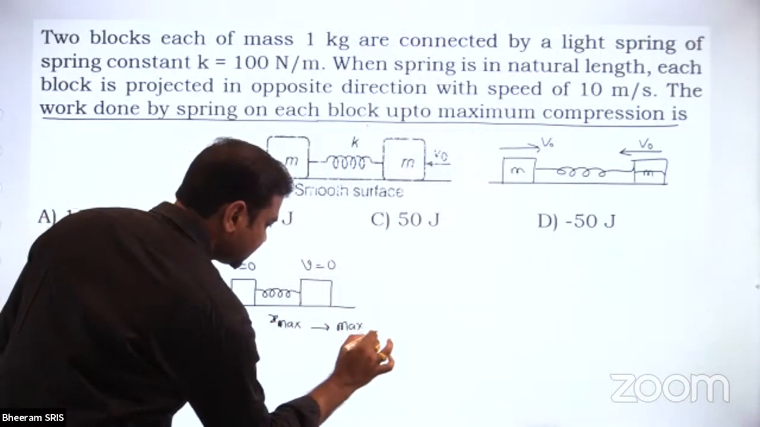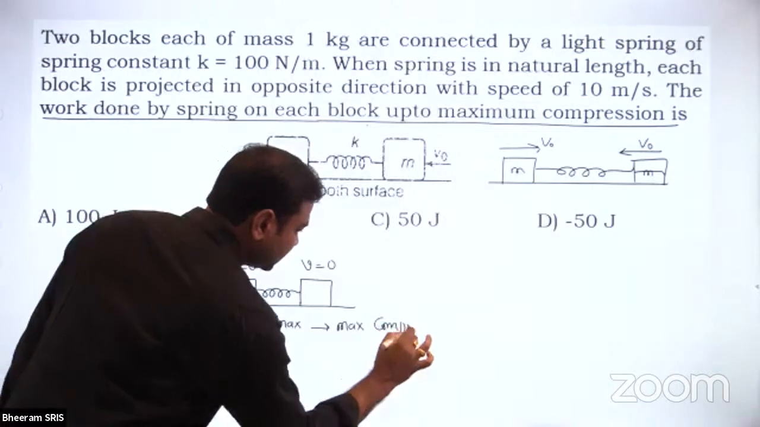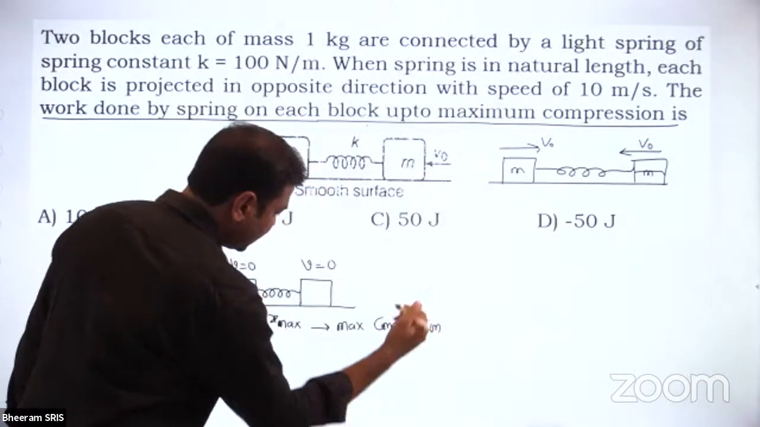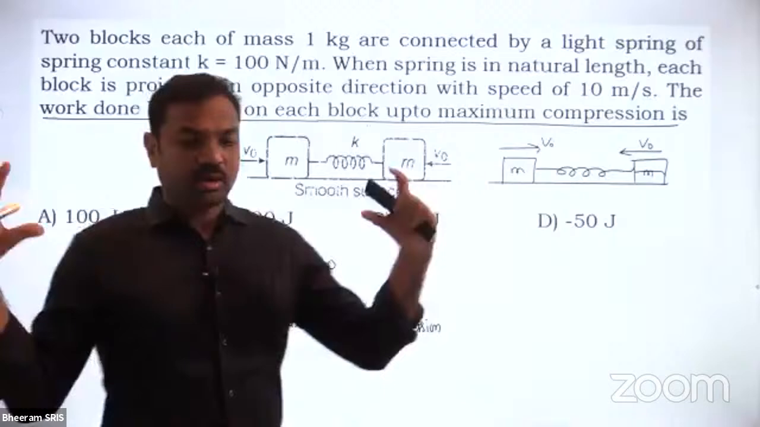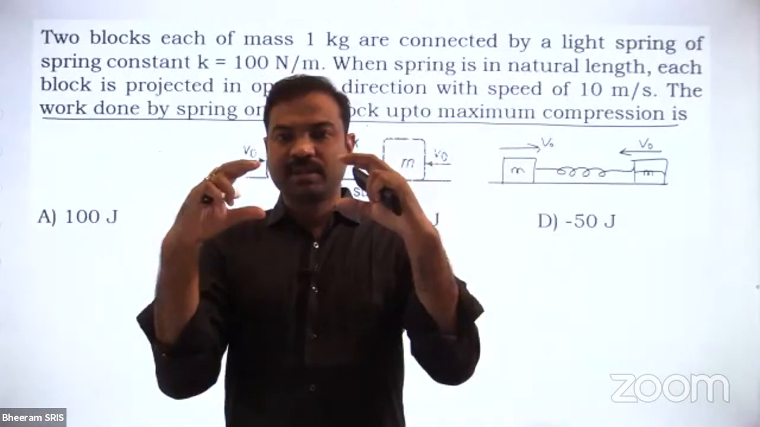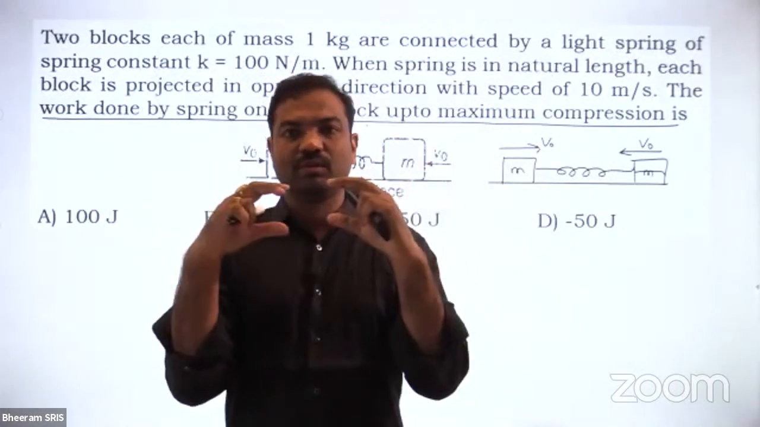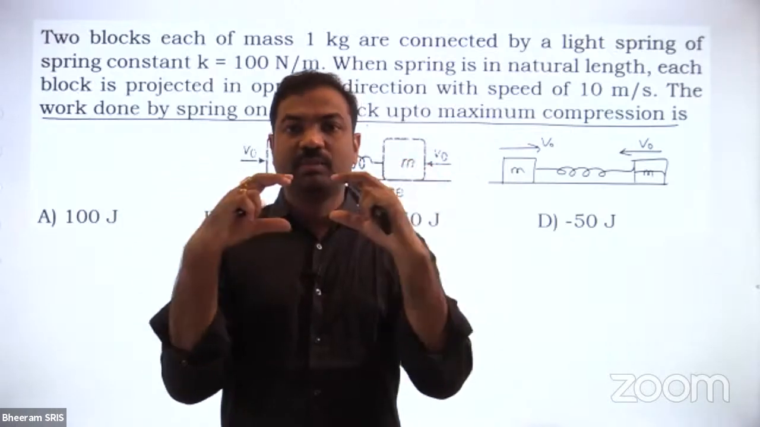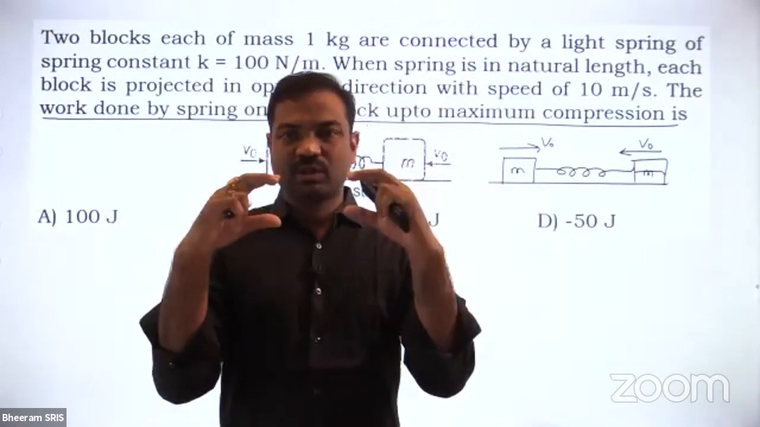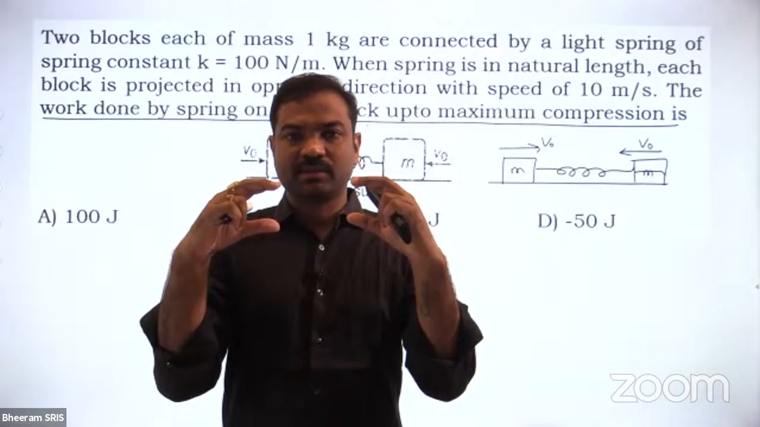We can call it maximum compression. Maximum compression means further it cannot move. Blocks are moving together. Maximum compression means what? Further they should not go or approach. If they are stopping there, then you will get the maximum compression. Am I right or not?